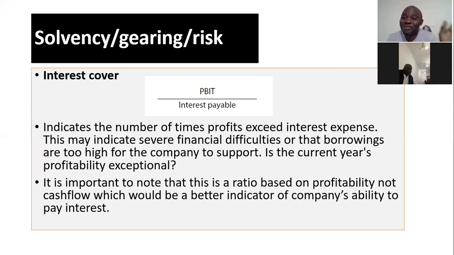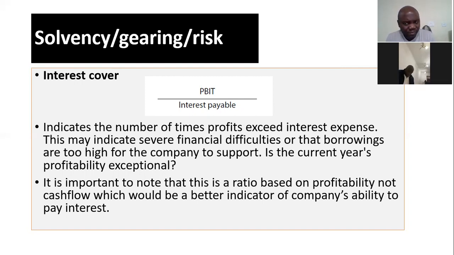But obviously, we know that depreciation isn't there. How much is it? How many times is it able to cover your interest obligations? So this is why you come up with your interest cover. So it indicates the number of times profits exceed interest expense. This may indicate severe financial difficulties or that borrowings are too high for the company to support.